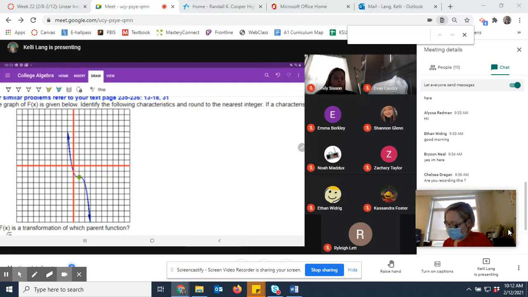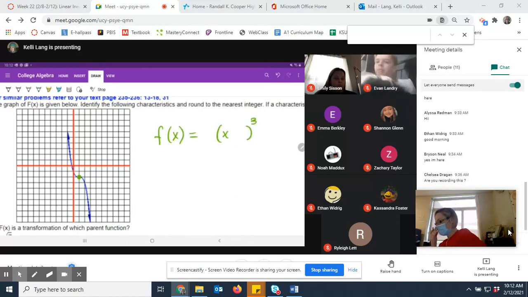So when I said earlier, you're going to need to memorize what your parent functions look like, I mean that. So the parent function of x cubed goes through the origin, and I have this memorized, and you will need to have it memorized too. So it goes through the origin, it goes up like this, and then down like this.